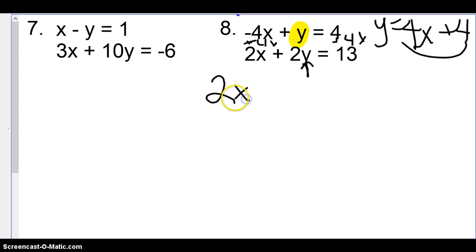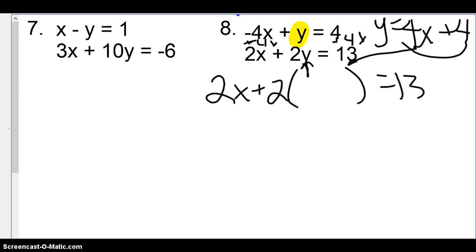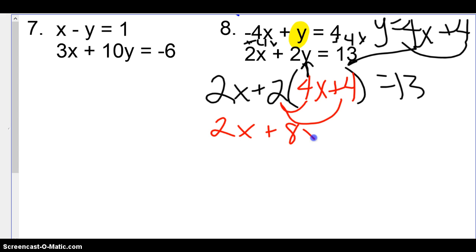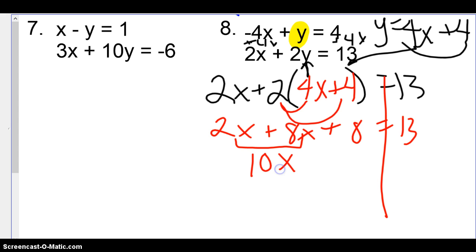So what I do is I write 2x plus 2 times this thing that I'm plugging in equals 13. Now I'm going to take this and actually move it in, so 4x plus 4. Once you get here, if you're like, hey, I can do it now, great, or come along with me. Distributive property. So 2x plus 8x plus 8 equals 13. Put these two together. 10x plus 8.